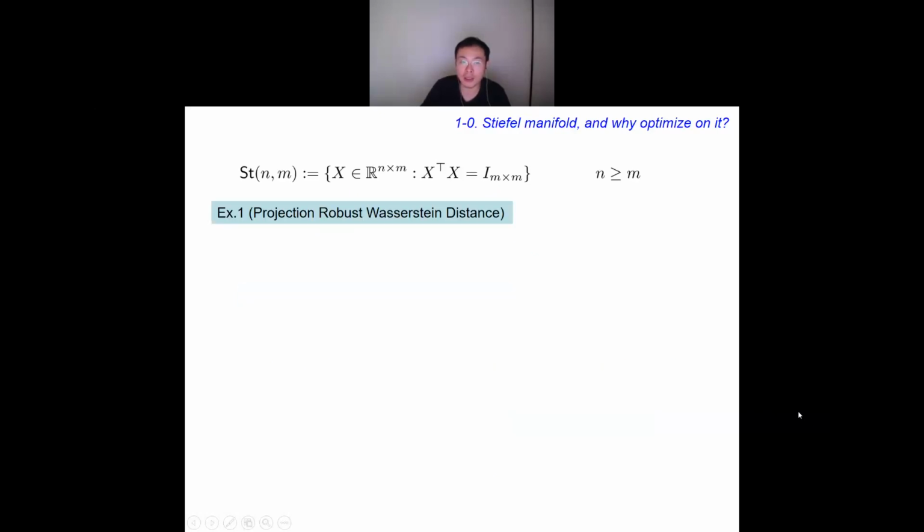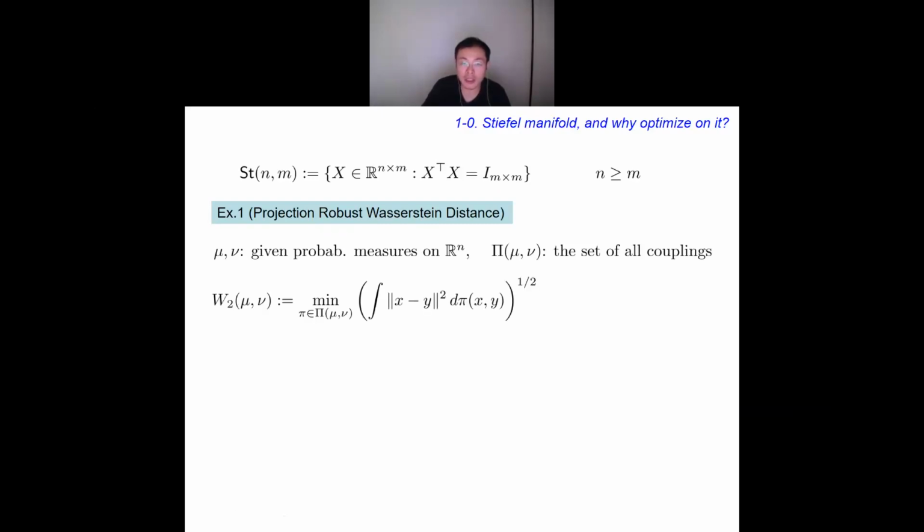It's based on a problem called projection robust Wasserstein distance. So first of all, what is a Wasserstein distance? Suppose you have two probability measures. You can have various ways of measuring their distance. Wasserstein distance is one of them, a very powerful one. It's basically defined in this way, so this is one definition of Wasserstein distance.